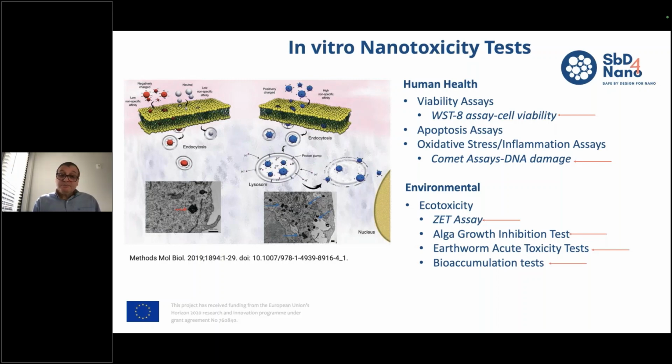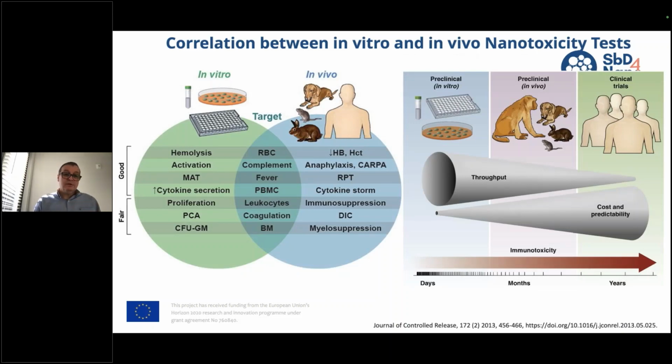And for the environmental tests, it's a little bit more complicated, and we added more types of tests: the algal growth inhibition test, the earthworm acute toxicity test, and bioaccumulation tests. Then I'm going to talk about possible issues there as I move on, and tell you the complete story here.